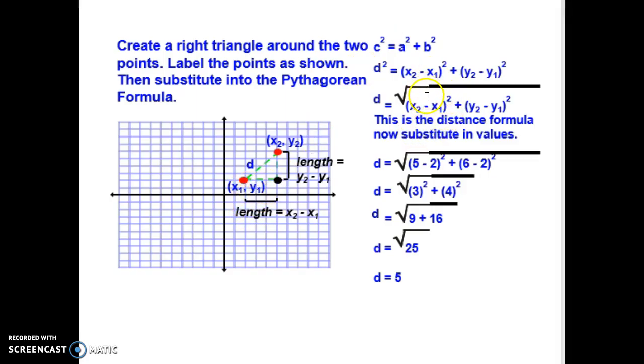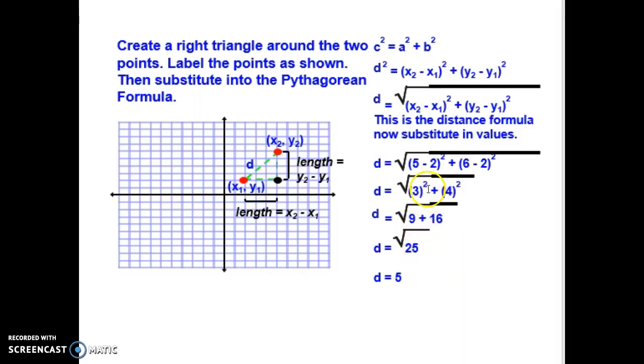When we put that into our equation here, you see the (x2 minus x1) squared, that just represents one of the legs, and the (y2 minus y1) squared represents the other leg. We take the square root of it, just like we would with the Pythagorean theorem, to find distance D, or to find that C. And so that's basically how we derive the distance formula from the Pythagorean theorem.